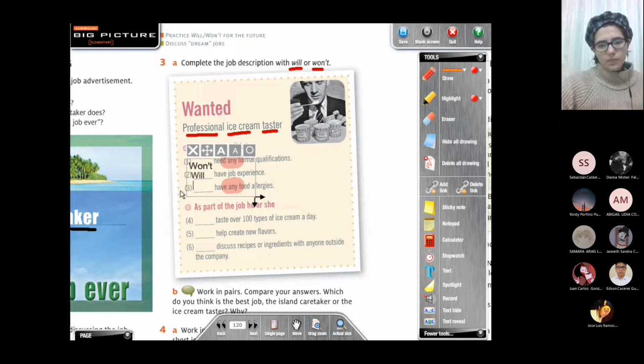Okay, I'm going to write it. It will be the negative. Yes, it will be won't have any food allergies. Remember, we're looking for a professional ice cream taster. So this person, the taster, needs to taste different flavors, right? Different ice cream flavors. I don't know, what do we have? Frutilla, strawberry ice cream, vanilla ice cream, granizado ice cream, dulce de leche ice cream. So different flavors. It's important that this person won't have any food allergies, right?